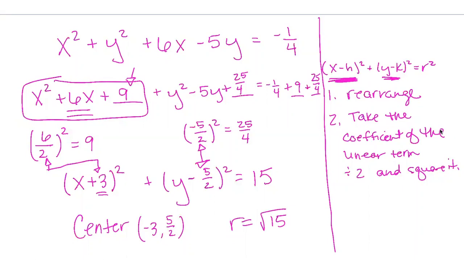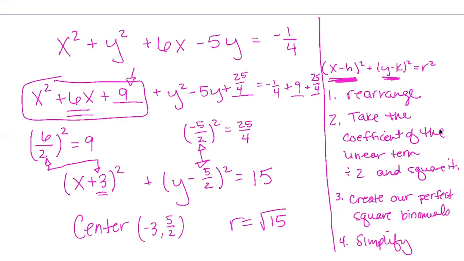So if we're looking at our steps, we're going to rearrange. We're going to take the coefficient of the linear term, divide it by 2 and square it. Then we created our perfect square binomials. The last thing that we did was we simplified everything on that right-hand side, combined those terms to get our 15. And we found our center and our radius.